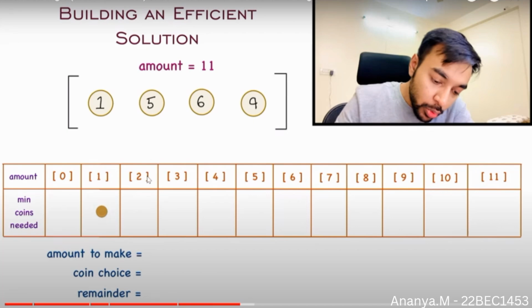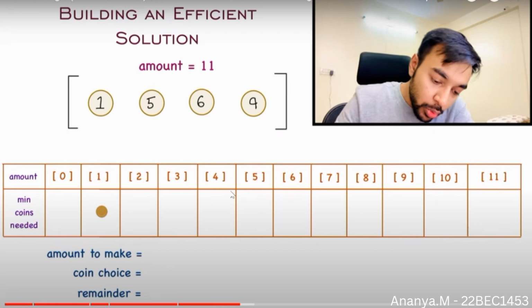Now moving on to the next amount, which is 2. Here again the amount to make is 2. We again cannot use 5, 6 and 9 because they are greater than 2. So we just take 1, and the remainder will be 2 minus 1, so we are left with 1. As we can see from the previous array element, the minimum number of coins needed to make the amount 1 is 1. So I will end up with 1 plus 1, which is 2 coins required to make up the amount 2. And it just continues all the way until the last element.